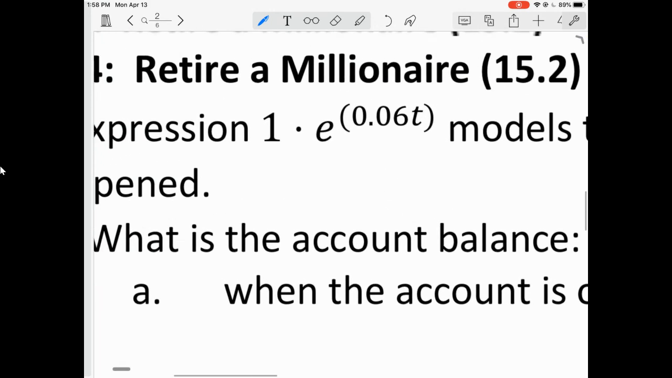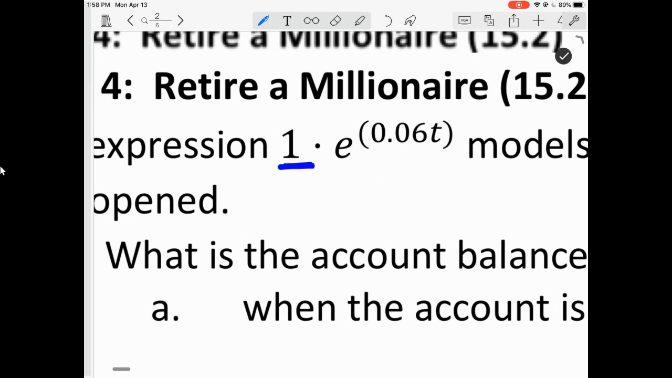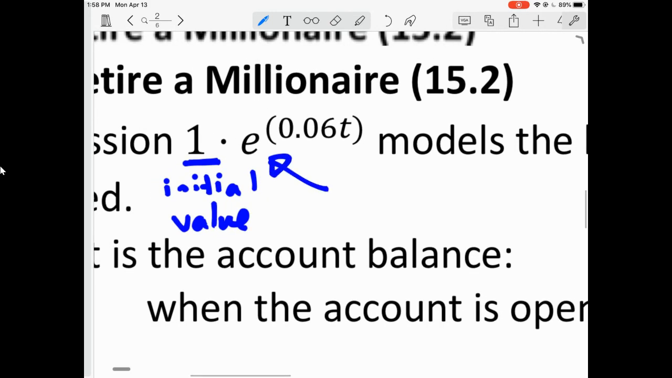So a few things here. This 1, that's our initial value. This is base e, so like we learned in the last lesson, this means it's compounded continuously.